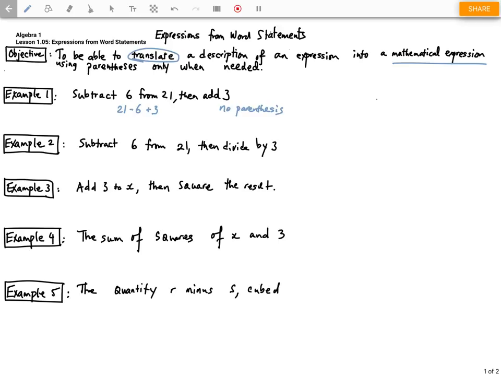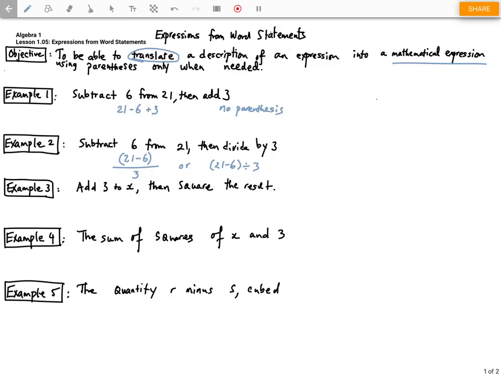Example number 2. Subtract 6 from 21, then divide by 3. Okay, so subtract 6 from 21. So 21 minus 6. And then you divide by 3, which you can put over like a fraction. Or another way you could write this is 21 minus 6 divided by 3.